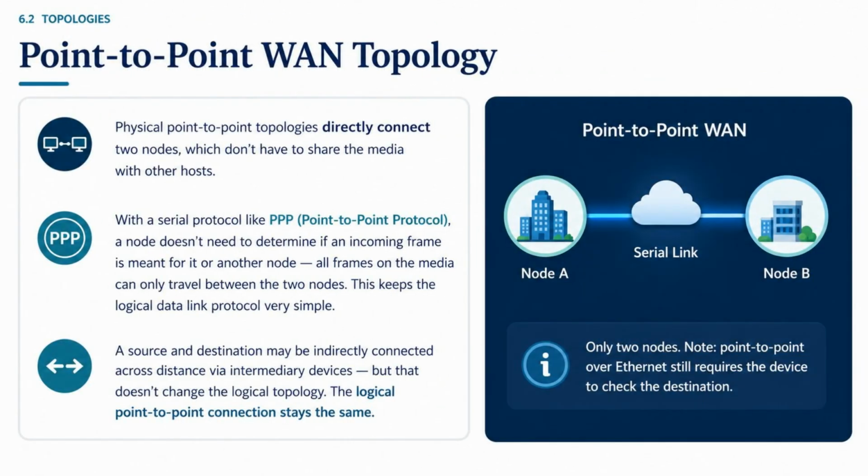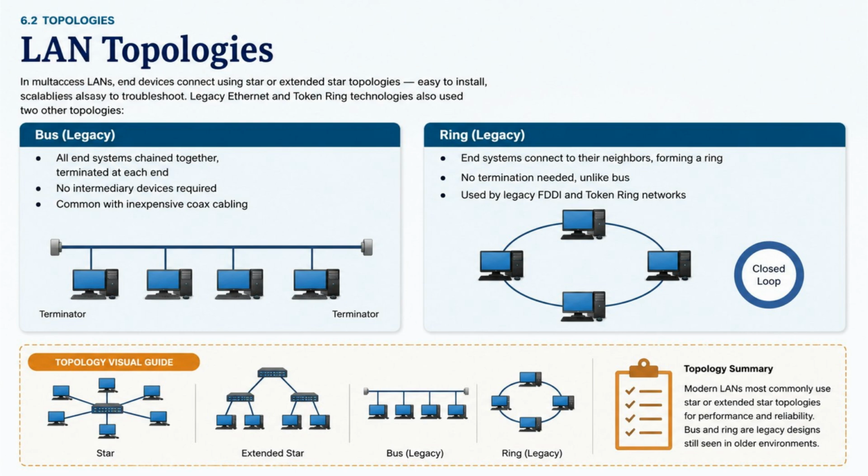Deep dive on point-to-point. The 2 connected nodes don't share media with anyone else, so with a protocol like PPP, a node doesn't even need to check if an incoming frame is meant for it. There's nowhere else it could be going. Note the callout. Point-to-point over Ethernet is the exception, since Ethernet still requires a destination check even in a 2-node link. Most modern LANs use star or extended star topology.